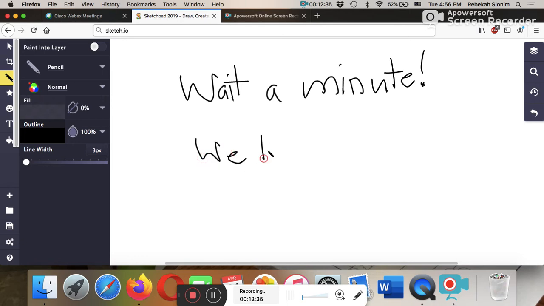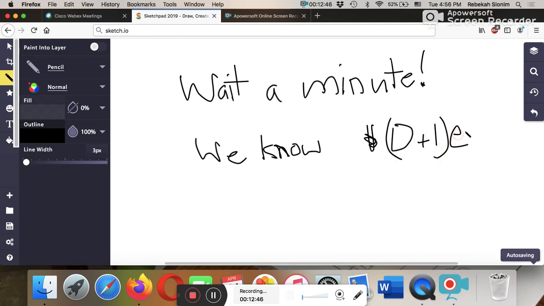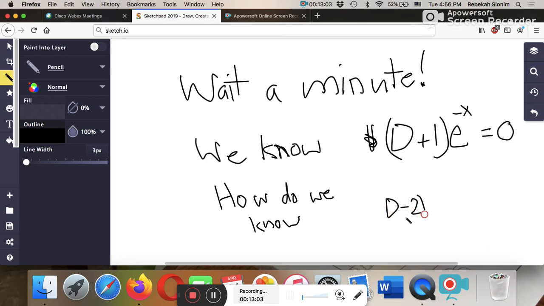So we know that d plus 1 applied to e to the negative x is 0. How do we know that d minus 2 to the 4th times d plus 1 applied to e to the negative x is 0? And here's the answer to that.